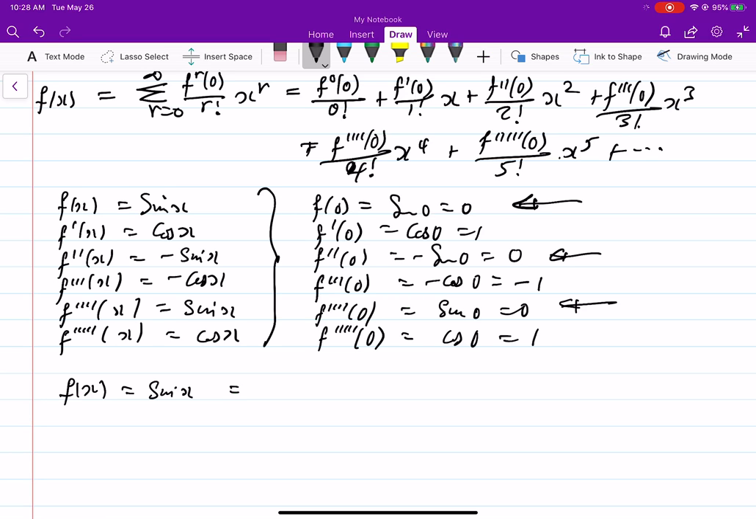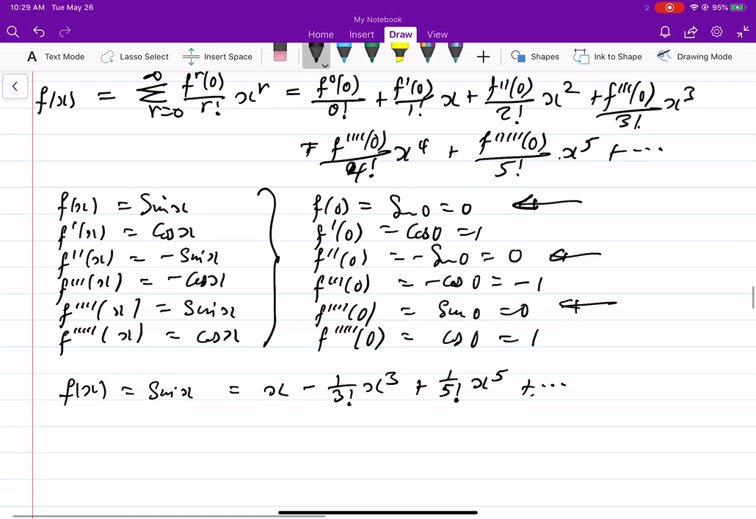F prime is 1, so that's 1 upon 1 factorial times x. F double prime went to 0. F triple prime is minus 1, so minus 1 upon 3 factorial times x cubed. The quadruple prime went to 0. And the quintuple prime is 1, so that's plus 1 upon 5 factorial times x to the fifth. So it appears as if this sine function only has odd powers of x, which is pretty cool.